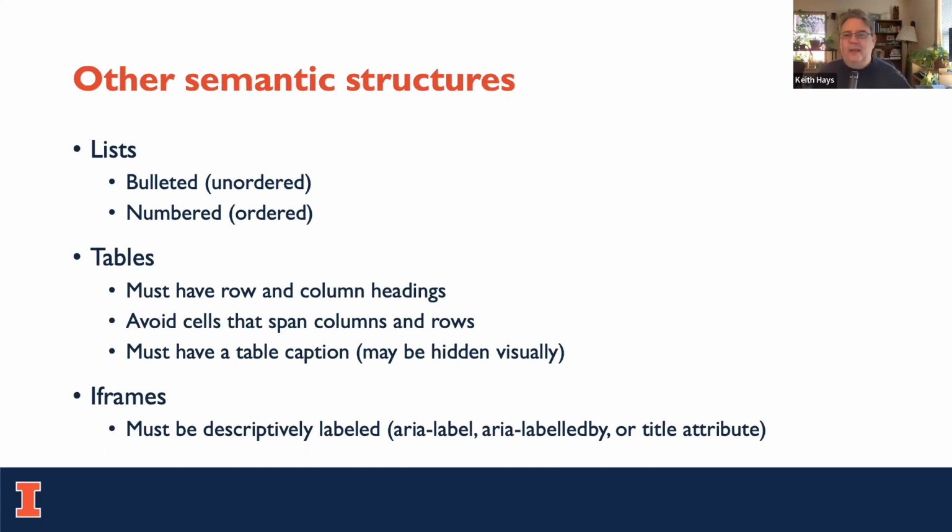Tables are for tabular data. They have row and column headings. Make sure you have those. Avoid cell spans and column spans. There are ways to make a table accessible if you have those row spans and column spans, but it's a lot more difficult. If you can, just restructure things, split the tables up.